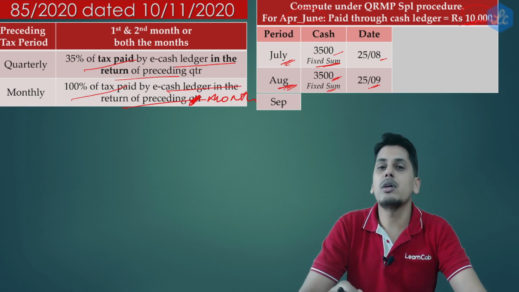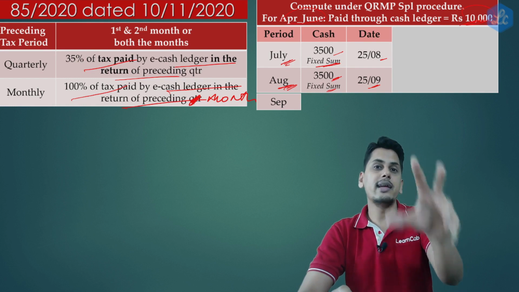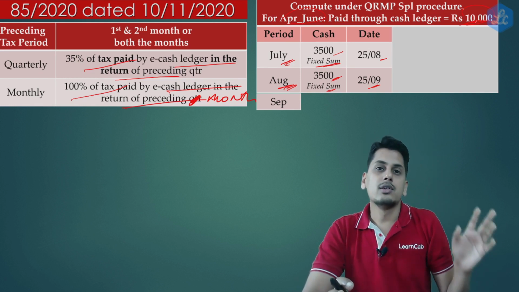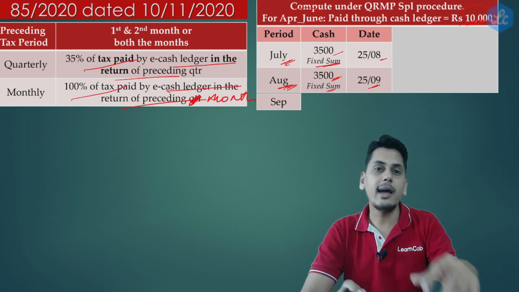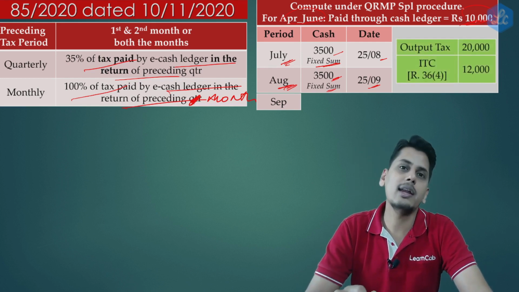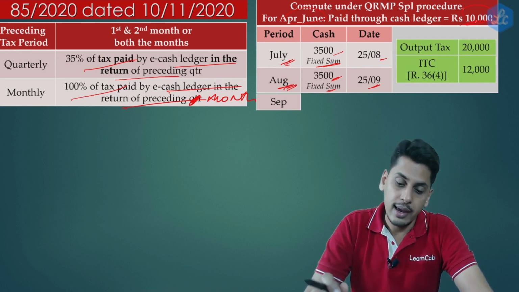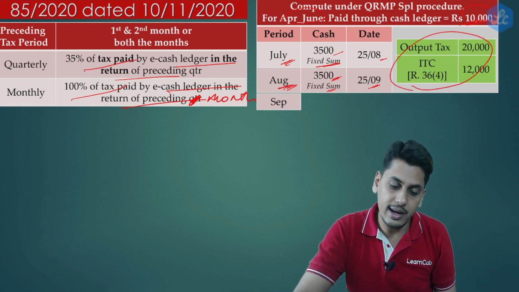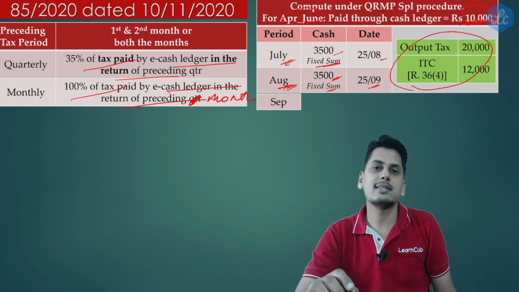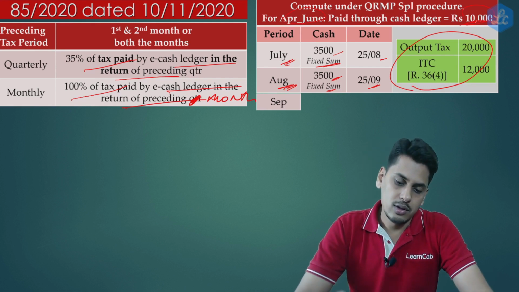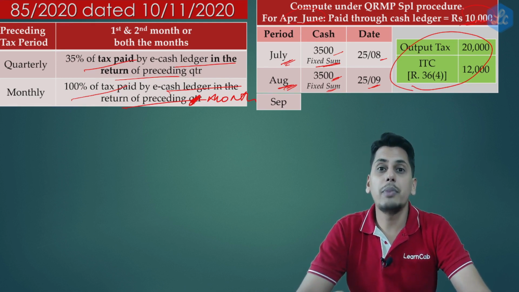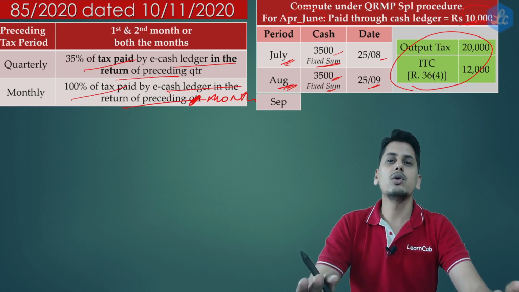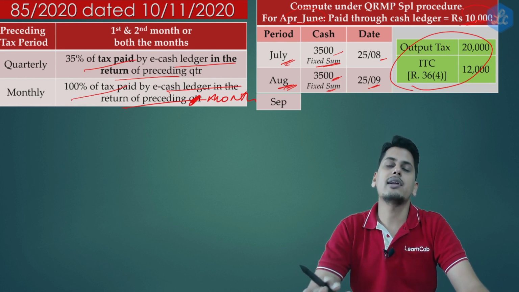So friends, for the month of September, now you take and compute the data of the entire quarter. September month is over, you're in October now. So in the month of October, you take the data of the entire quarter. Say for the entire quarter, your output tax was 20,000. Input tax credit according to rule 36 sub rule 4 is 12,000. Now we are talking about these figures of the entire quarter, July, August and September. So now friends, what is the amount which needs to be paid from your electronic cash ledger? 20,000 minus 12,000, in total 8,000 has to be paid from the electronic cash ledger.